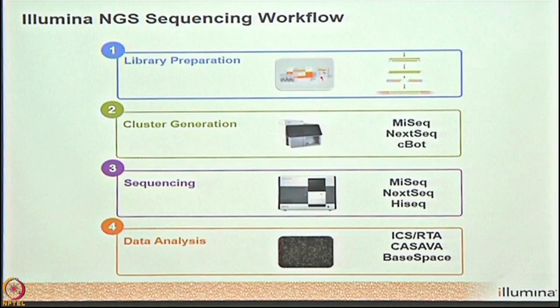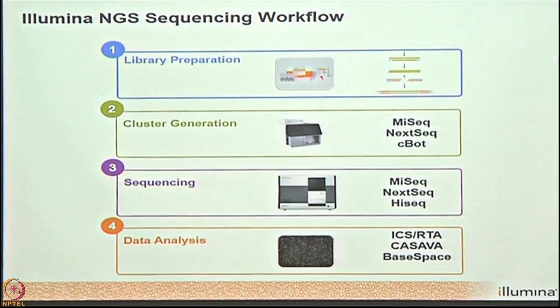What we do is, let's say you have this human genome. Initially, we fragment this human genome into very small fragments. And unlike cloning, we don't need cloning at all in the case of NGS. I'll be covering all the parts one by one.